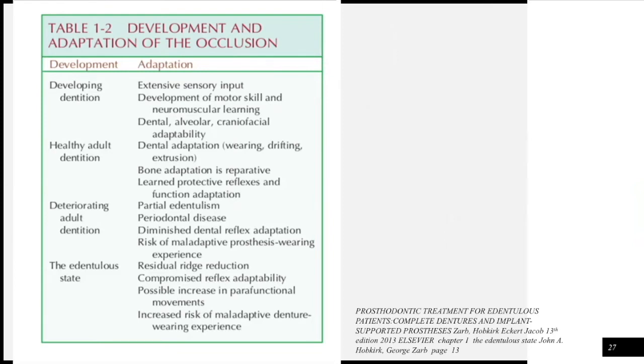In the healthy adult dentition, adaptive mechanisms are restricted to wear and drifting of the teeth, and the protective reflexes are learned. When the dentition begins to deteriorate, the dentist uses fixed and removable prosthodontic therapy in an attempt to make a functional occlusal equilibrium. There are diminished dental reflexes and adaptation by bone responses. Finally, in the edentulous state, only a few natural adaptive mechanisms remain, and there is an increased risk of maladaptive denture wearing experience.